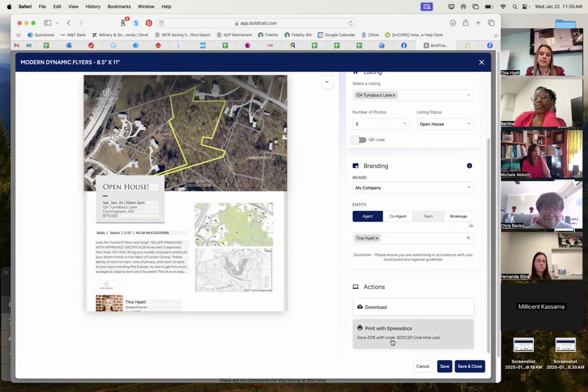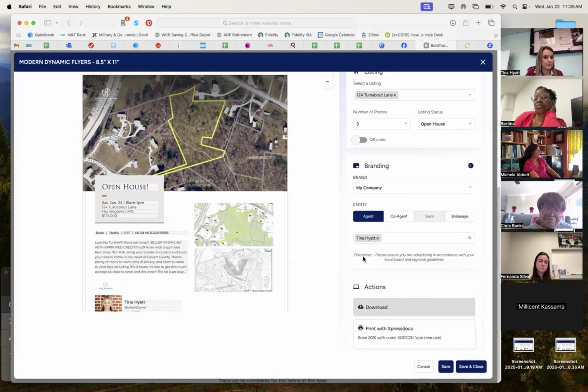So Hamid, here's that print with Express Docs. The first time there's a 20% code, or you can download it and use Vistaprint, Staples, any others, anywhere, or print them here in the office. You could download this as a PDF and print them in the office on your office printer.